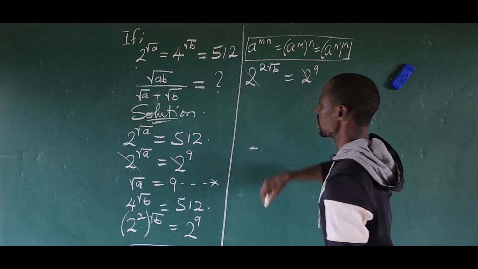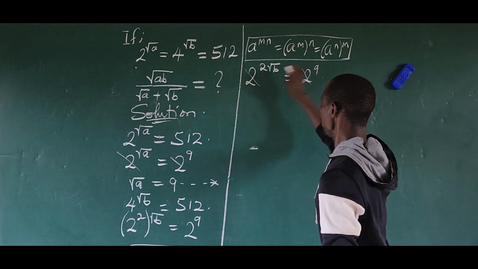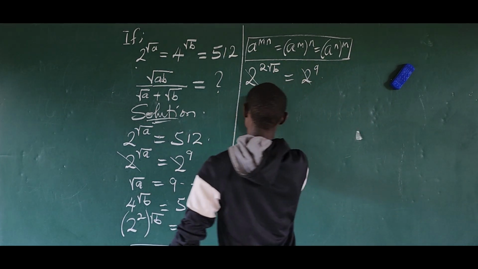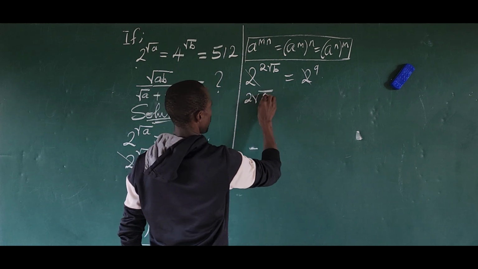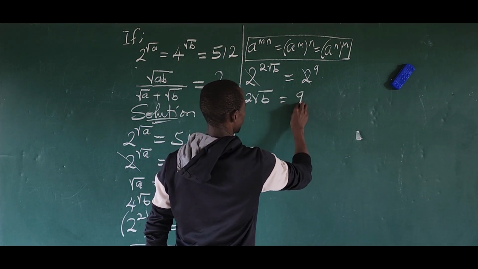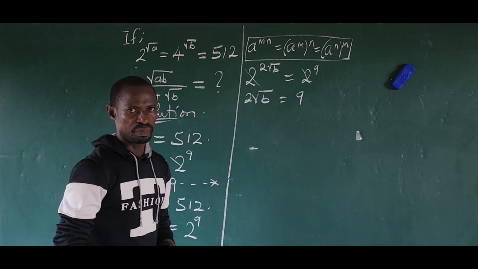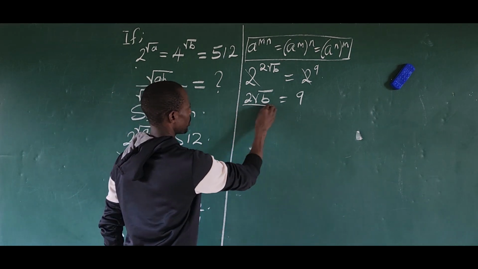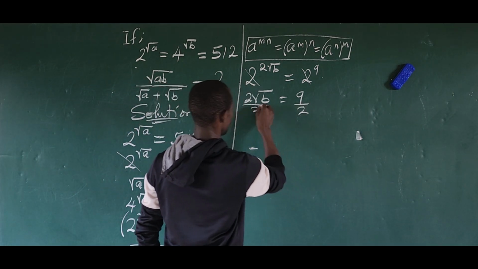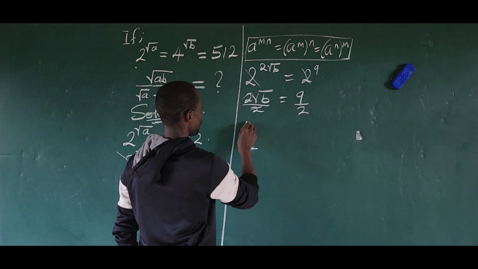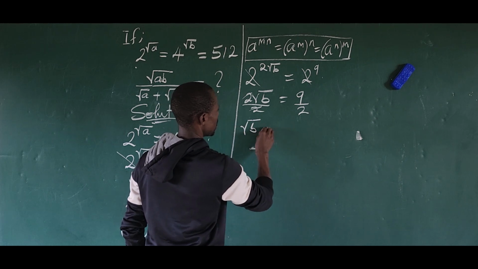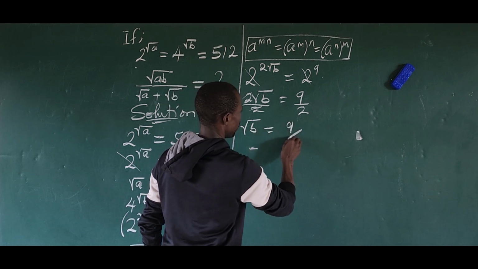Again, this and this will leave. In other words, we can equate the exponents. So this is going to give us 2 root B is equal to 9. So we're looking for root B, so we divide through by 2. Let's divide through by 2 here. So we have root B is equal to 9 all over 2.